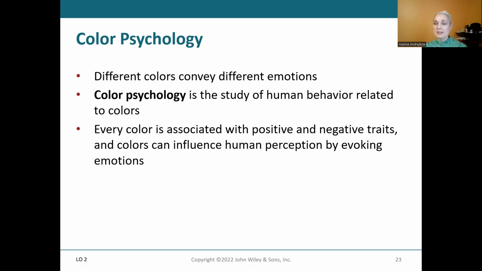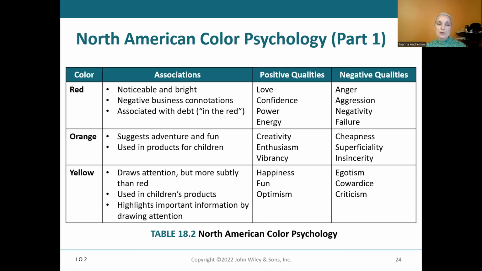So remember, from a psychological perspective, we have an affective system, which is our emotional system, and then we have our cognitive system, which is the thinking system, and these systems interact, and emotions influence our thoughts, and our thoughts influence our emotions. North American color psychology: when you think of red, you think it's noticeable and bright.